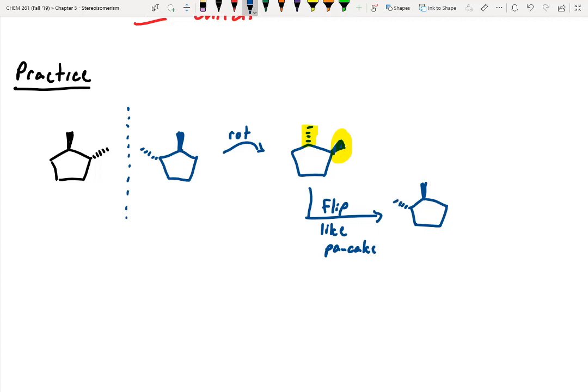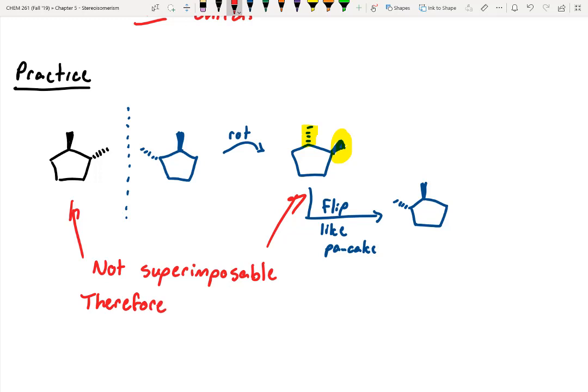Are these the same? So if I look at this versus that, is the black one the same as any of the ones we've drawn on the right so far? No, they're not the same at all. So these are not the same. Specifically, they are not superimposable. Therefore, the original compound is chiral. Does that make sense?